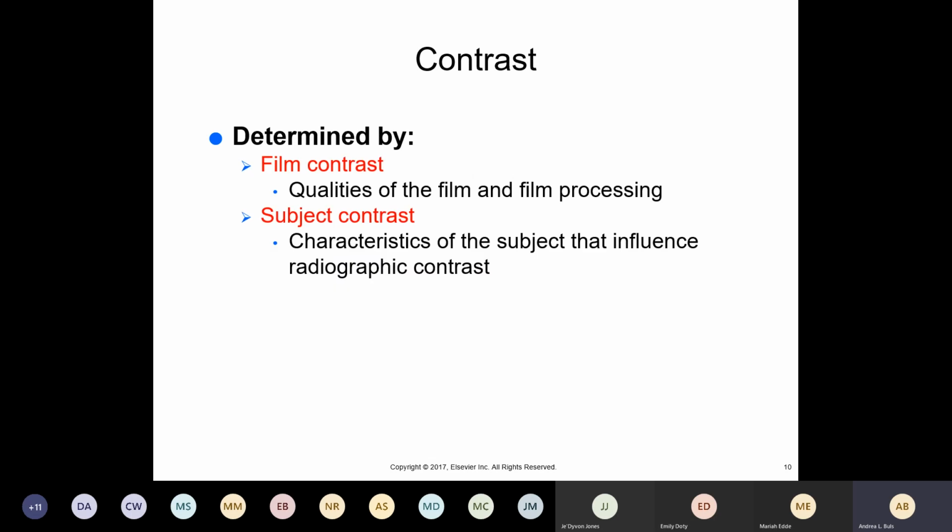Contrast can be determined by film contrast. You guys aren't probably going to work with film, but the qualities of film and how film is processed, we're going to learn about processing today and some of the things that can affect our film contrast in that processing process. Subject contrast are the characteristics of the subject that we're actually imaging that influence that contrast. So how thick a person is, how dense their tissues are, all of those things are going to affect the contrast of the final image.